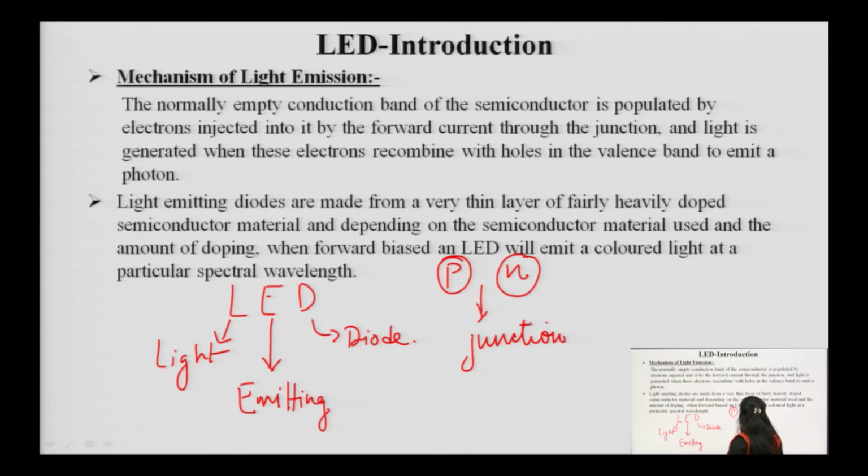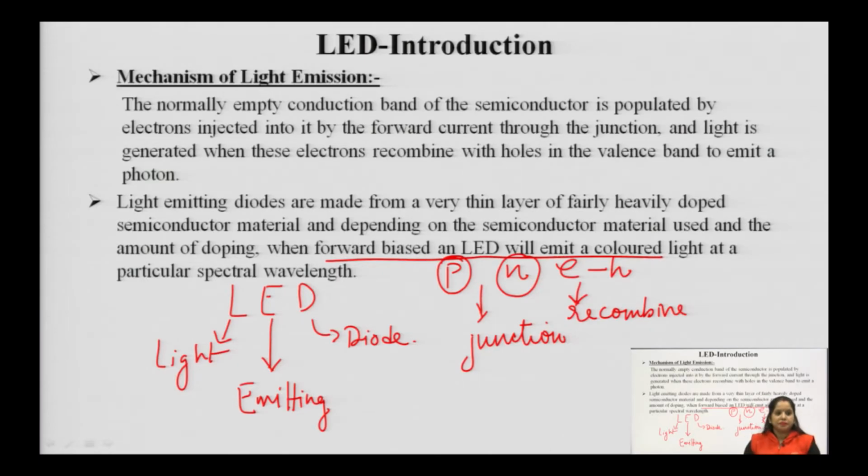So what is going to happen in this case? During the forward current movement, electrons are injected through the junction, and light is generated when the electrons and holes recombine with each other. Light emitting diodes are made of a very thin layer of fairly heavily doped semiconductor material, and depending on the semiconductor material used and the amount of doping, when forward biased, an LED will emit a colored light.